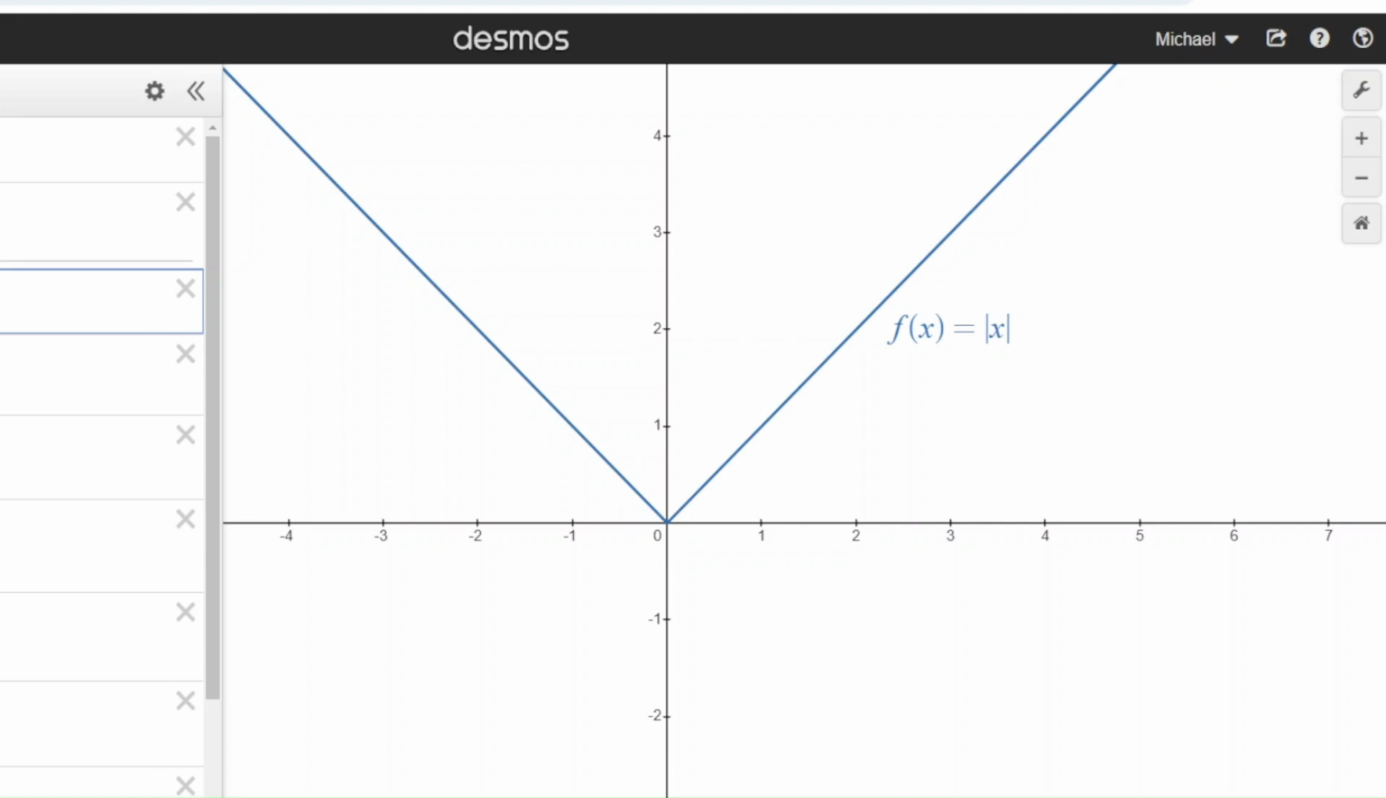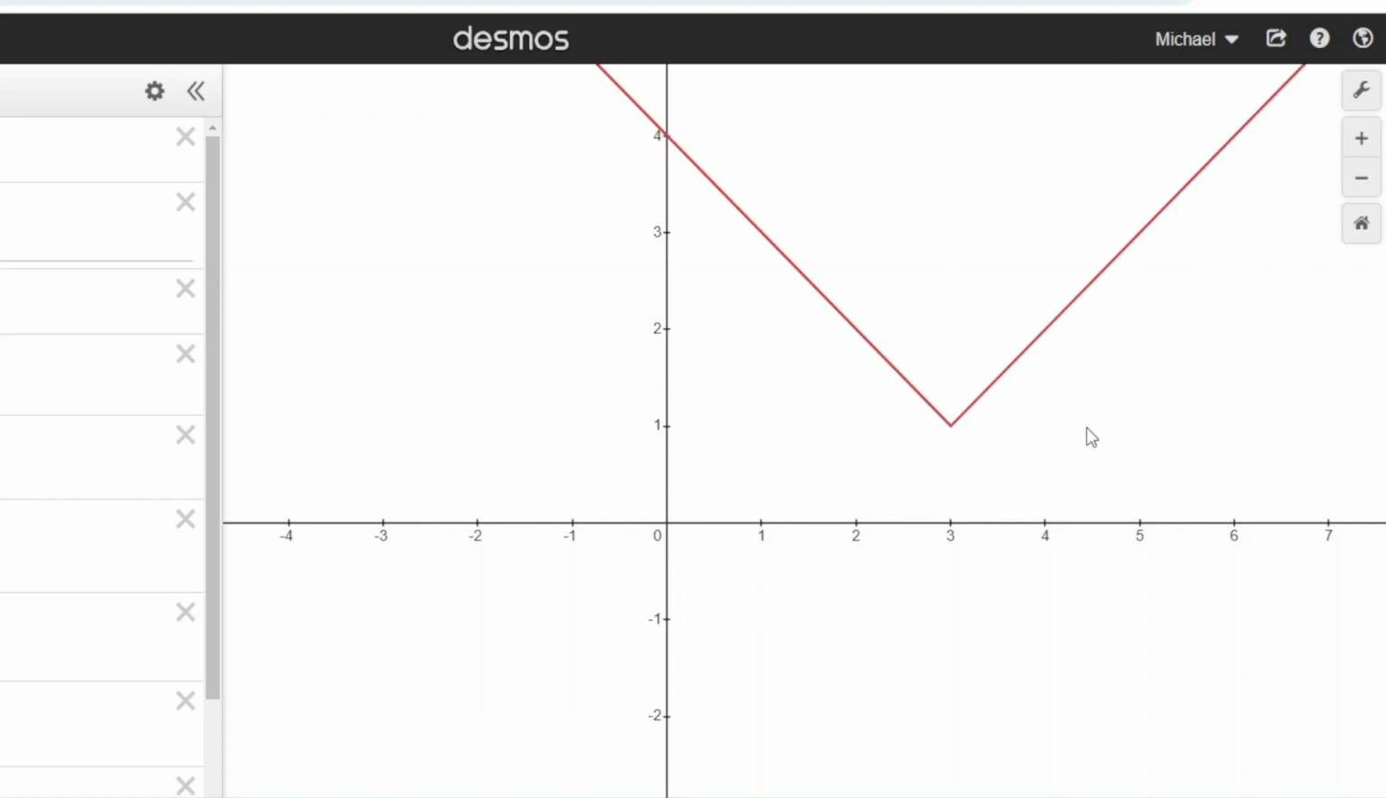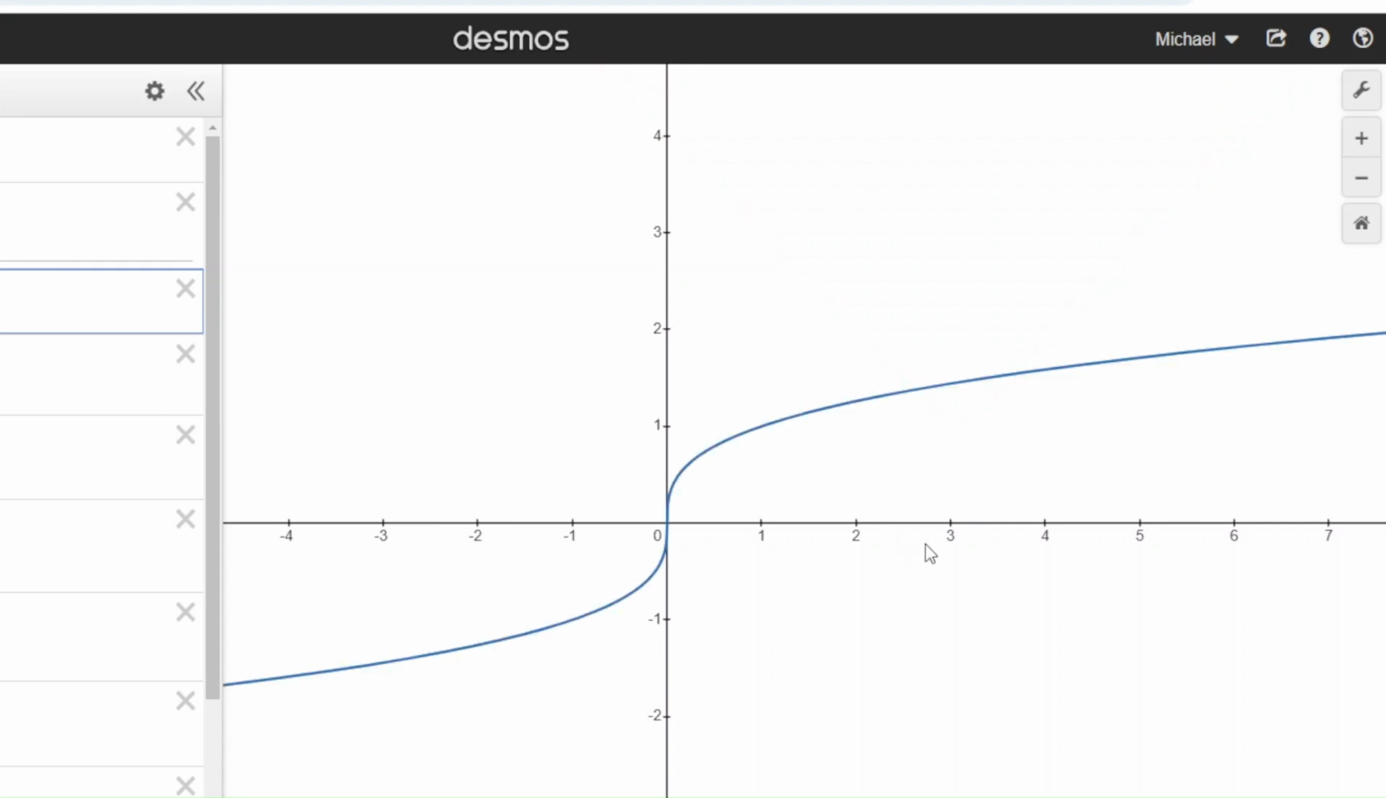And let me modify this just a little bit here. Let's put in a new function. This function is a modified version of the absolute value of x function. And notice we have this point here, 3, 1. Now, we say this function is not differentiable at 3. We don't say at 3, 1. Usually we just say at x equals 3, the function is not differentiable, again, because we have this sharp corner.